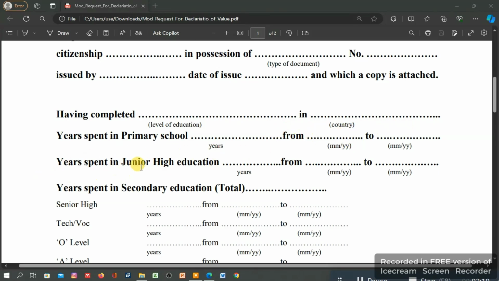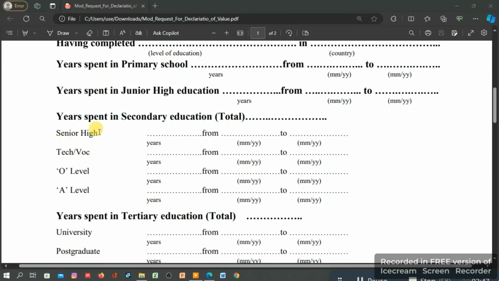And then the years you spent in junior high school. So this is not the total, this is separate. You do it separately, you understand? So the years you spent in primary school, then the years you spent in junior high school, from which year to which year. Then the years spent in secondary school education, you understand, 3 years. In Ghana it's 3 years. Then senior high school, you put the number of years here. So senior high school, 3 years, from this date to this date.